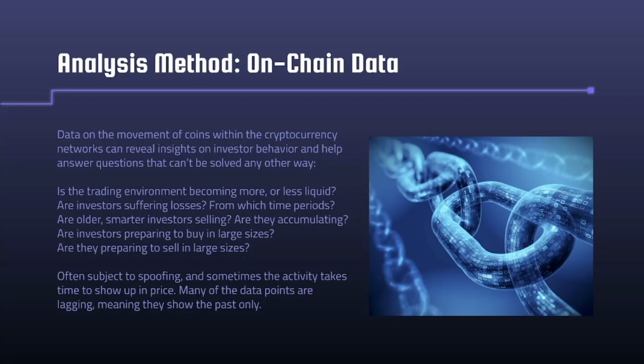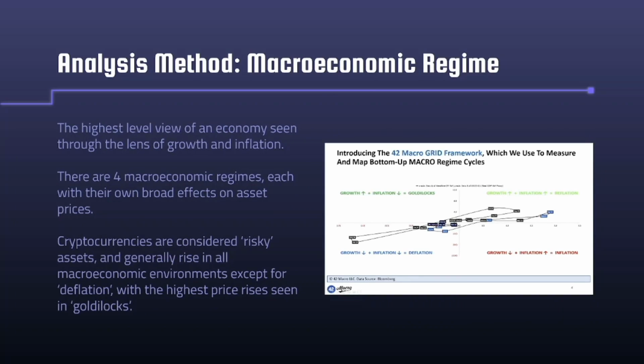Often subject to spoofing, and sometimes the activity takes time to show up in the price. Many of the data points are lagging, meaning they show the past only. I'm a huge fan of on-chain data. It can reveal a whole lot of really bizarre and really interesting insights that you wouldn't be able to find anywhere else. They can be exceptionally useful, though they need to be used in context with other analysis methods.